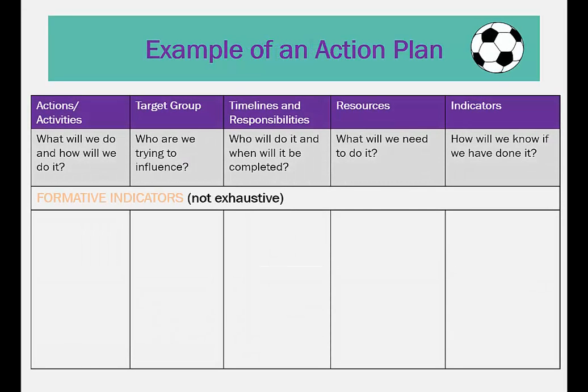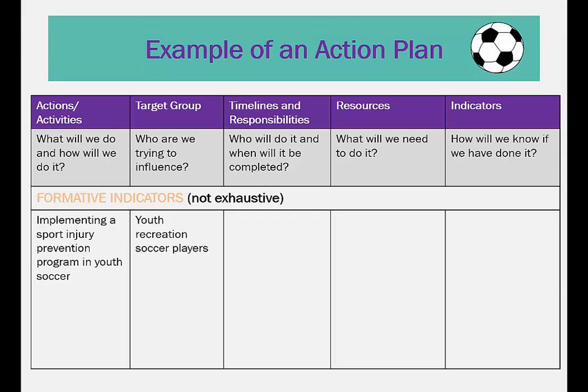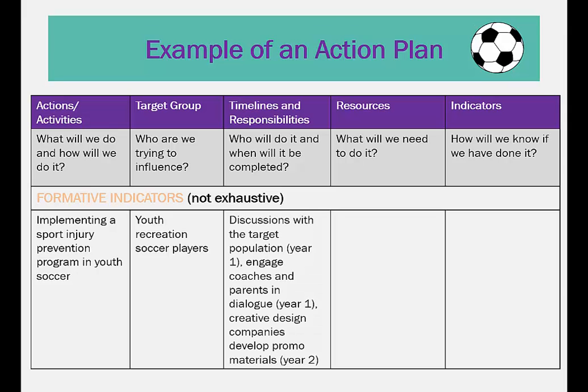Here is an example of an action plan. Let's walk through it together. We will start with the formative indicators. Actions/activities: we will be implementing a sport injury prevention program in youth soccer. Target group: youth recreation soccer players. Timelines and responsibilities: in year 1, we will have discussions with the target population and engage coaches and parents in dialogue. In year 2, creative design companies will develop promo materials.